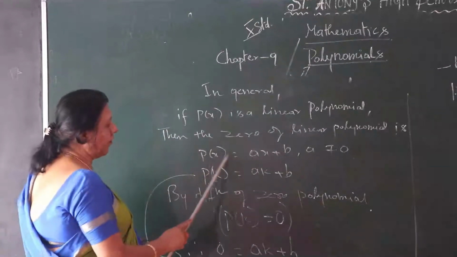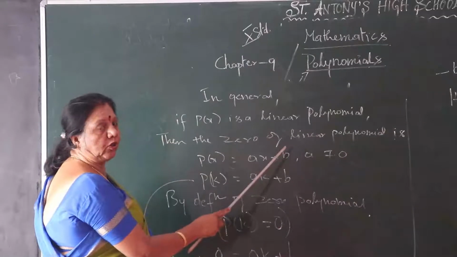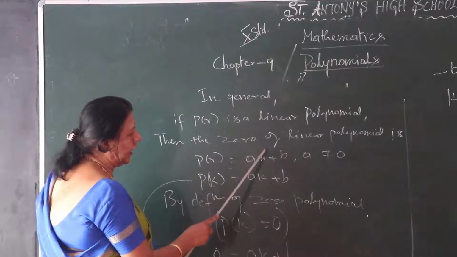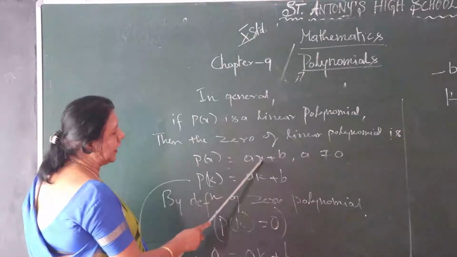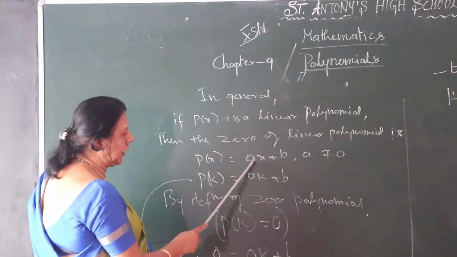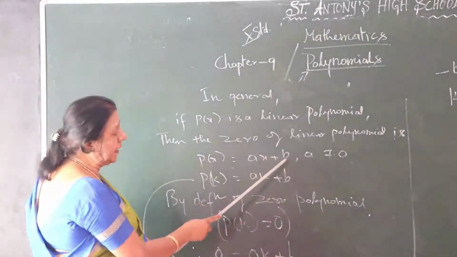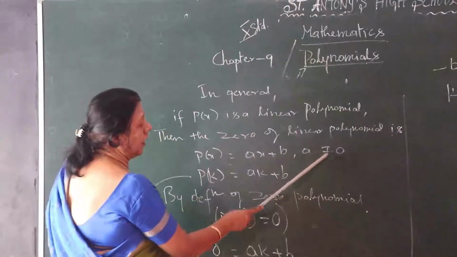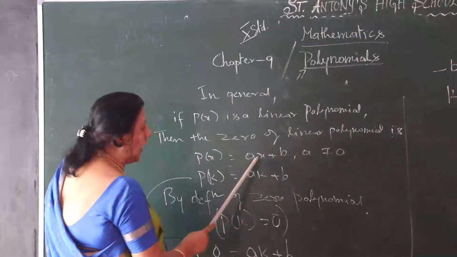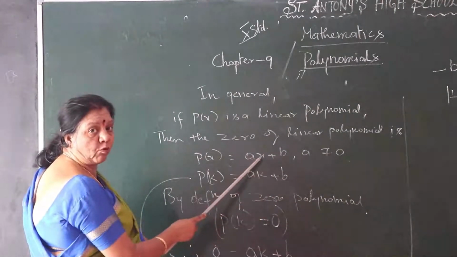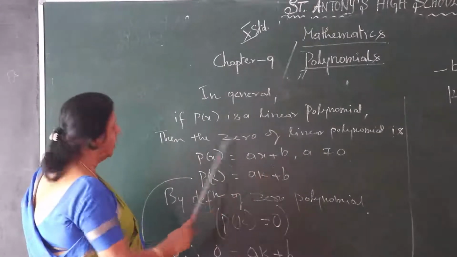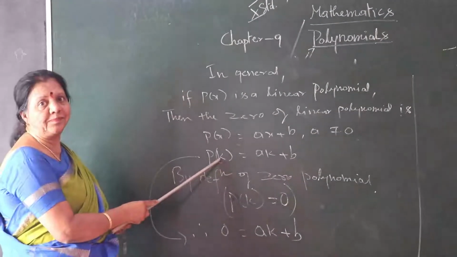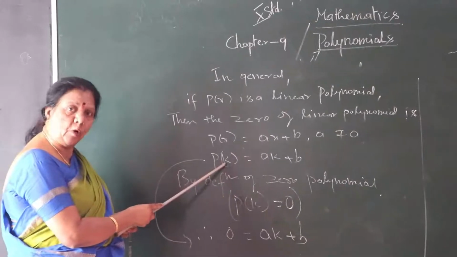Already I taught you, I introduced you. Okay, so here p of x is equal to ax plus b. So b is a constant. ax is linear. The degree is 1. That is why ax plus b. b is constant. a is the coefficient of x. a is not equal to 0. This is a constant. Now you replace x by k. p of k is becoming 0.